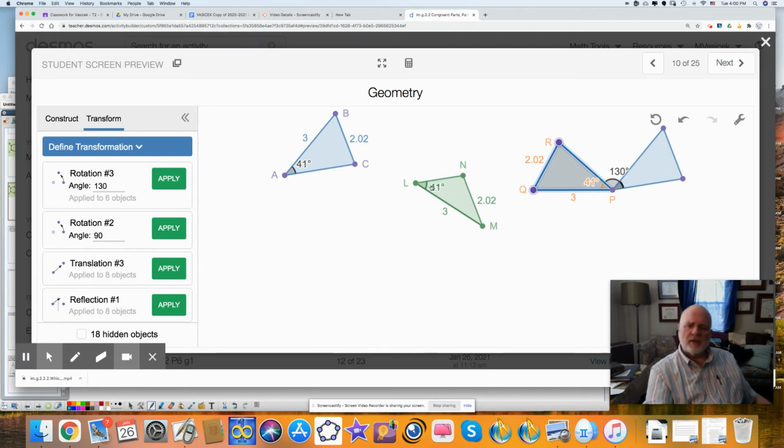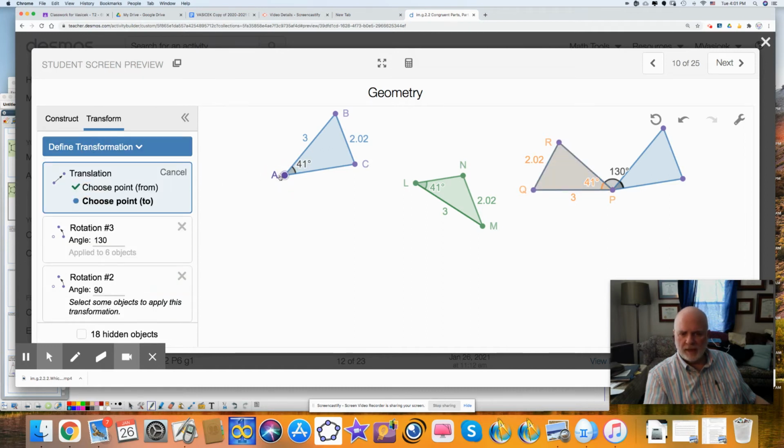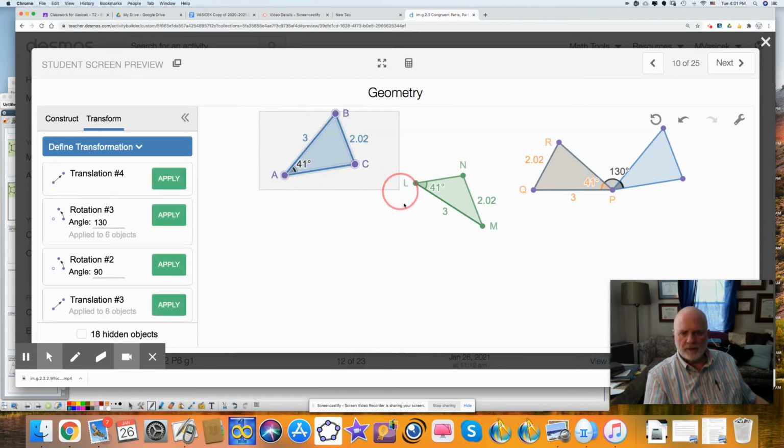But this other one here has an angle of 41. It has a side next to it that's 3, and it has a side opposite that's 2. Let's see what happens when I try to match these two up. I will define a transformation. I'm going to define a translation from A to L. That's my 41 degrees to 41 degrees. When I apply this to the triangle, I end up here.